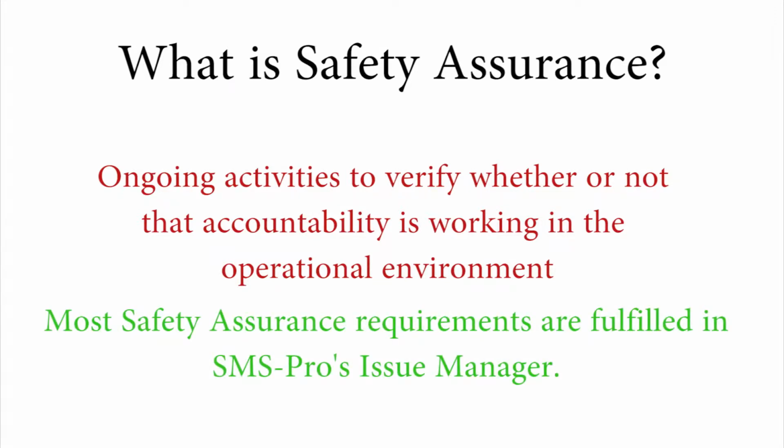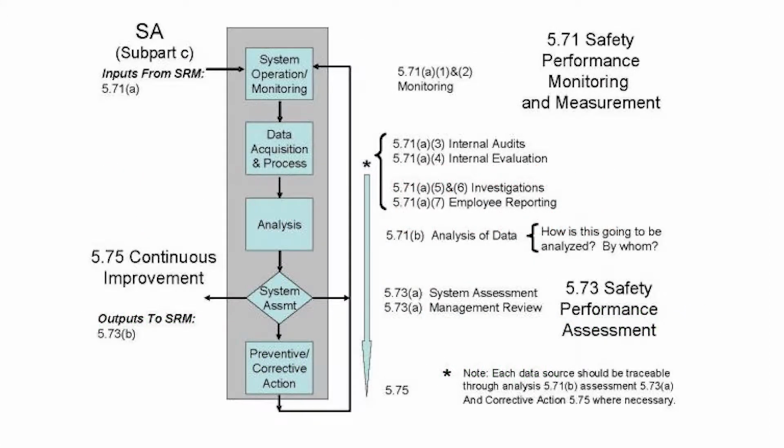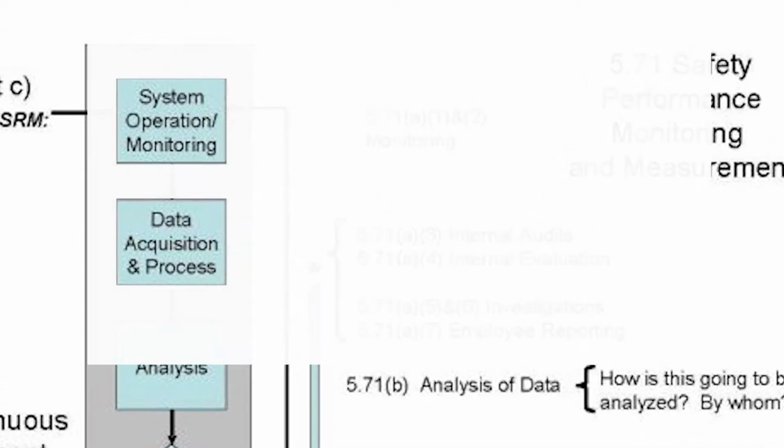You will fulfill most safety assurance requirements with the Issue Manager module. The SA process is broken into 5 parts: system operation and monitoring, data acquisition, analysis, system assessment, and corrective actions. However, it should be noted that the first 2 elements are combined into a single Part 5 requirement. These 2 elements require the following.